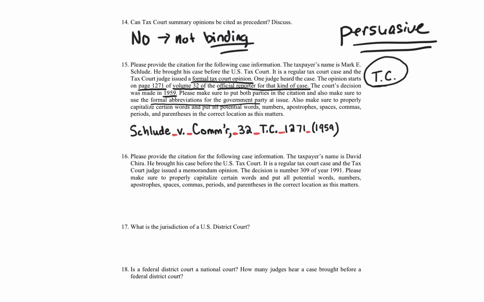So it's another citation question. Please provide the citation for the following case information. The taxpayer's name is David Shira. He brought his case before the U.S. Tax Court. So far, just like question 15, we're focusing on citation. So far, pretty much the same thing. It is a regular Tax Court case, and the Tax Court judge issued a memorandum opinion. So far, that's where the main difference is. It's a memorandum opinion. The decision is number 309 of year 1991.